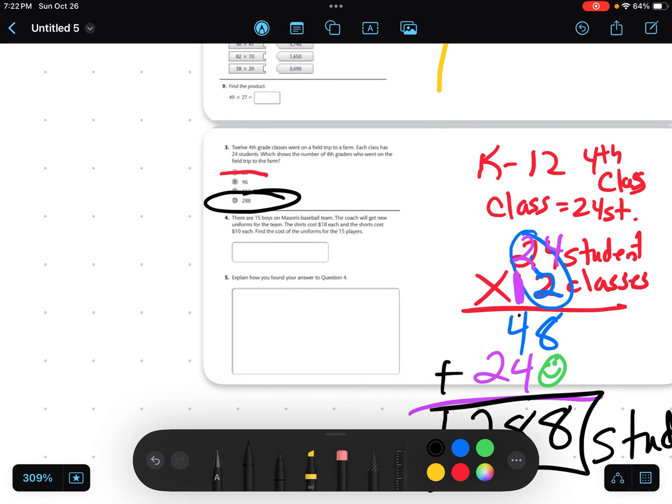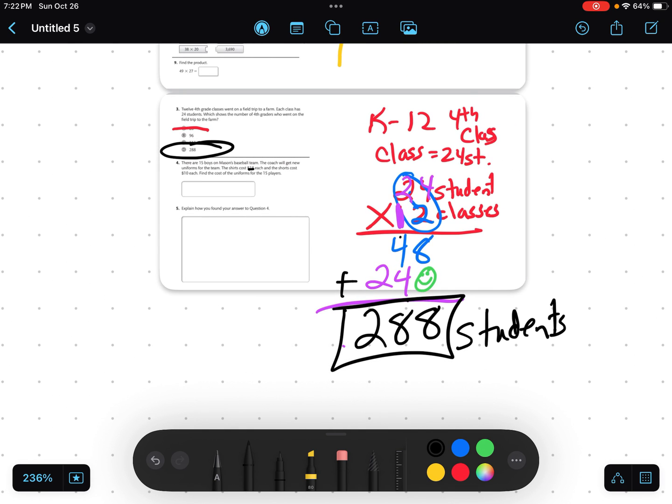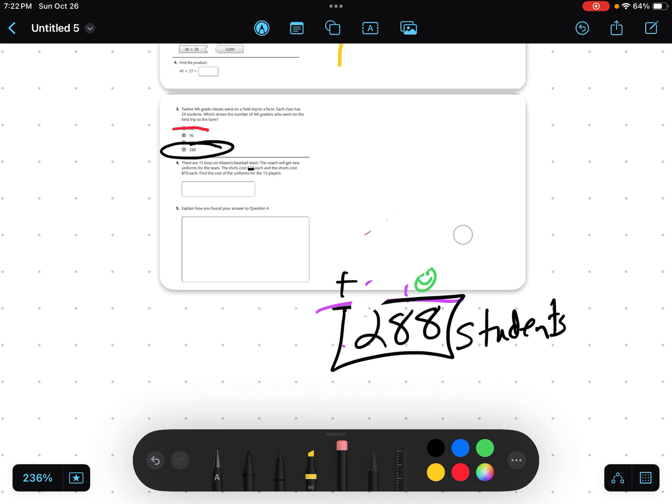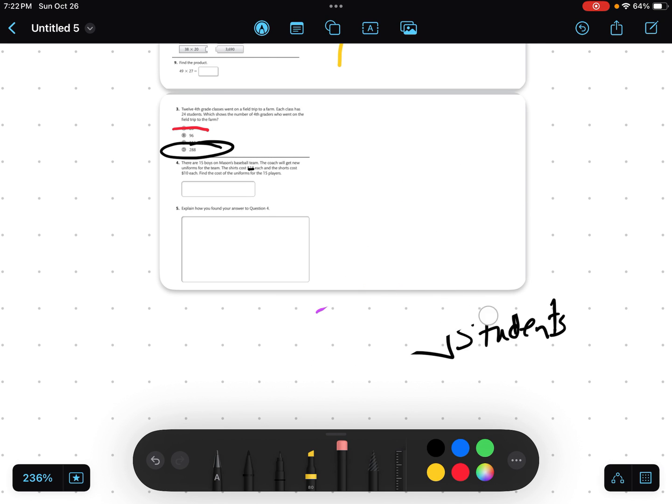All right. If we look at number 4, there are 15 boys in Mason's baseball team. The coach will get new uniforms for the team. The shirts cost $18 each. I'm going to have to erase this because I love to do my what do I know? What are they asking? And then solve.